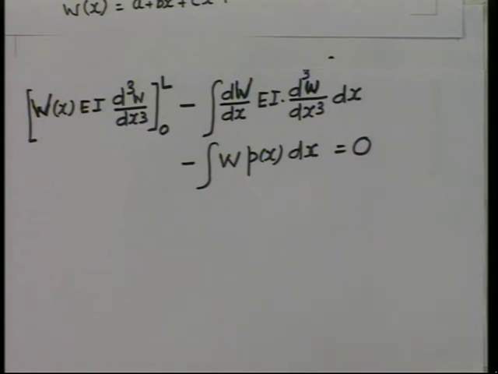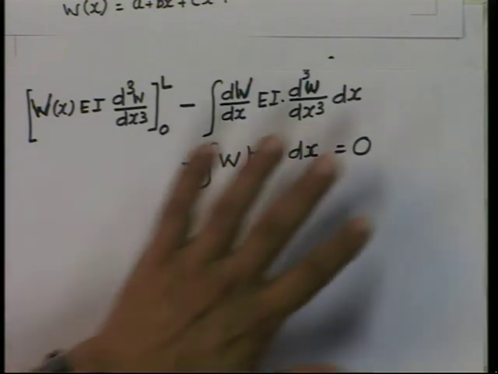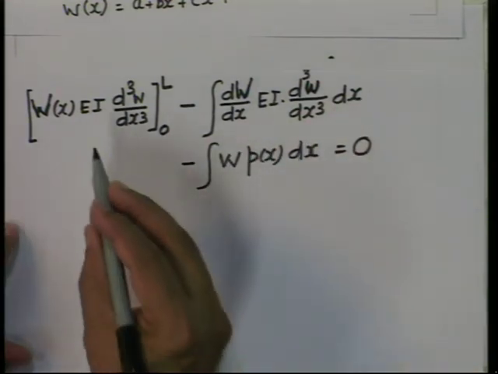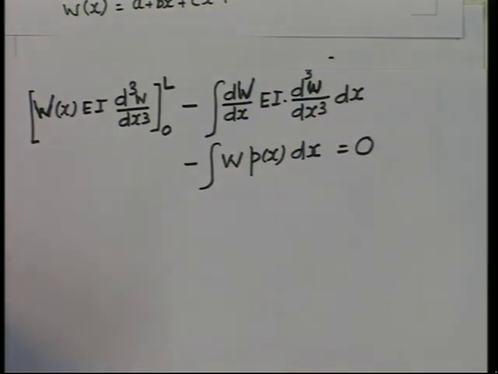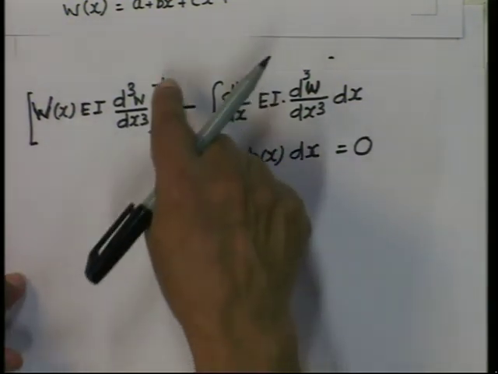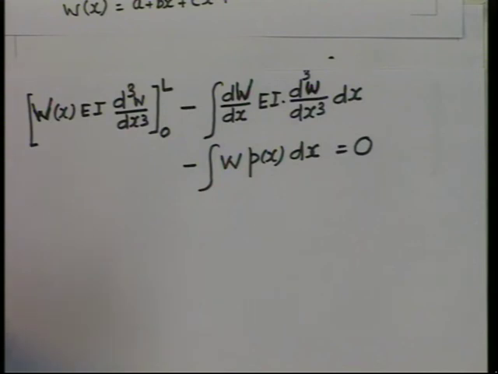Is it possible to weaken it further? You see here, after doing one integration by parts, we have got this. And now physically what does this mean? This third derivative of w is the shear force at 0 and L, at the two ends.